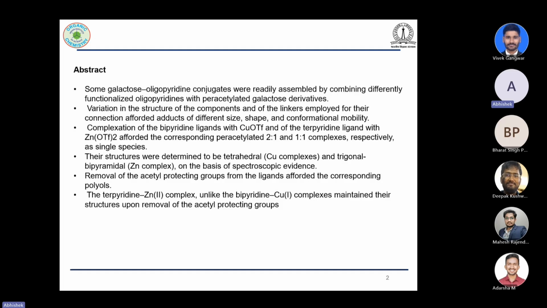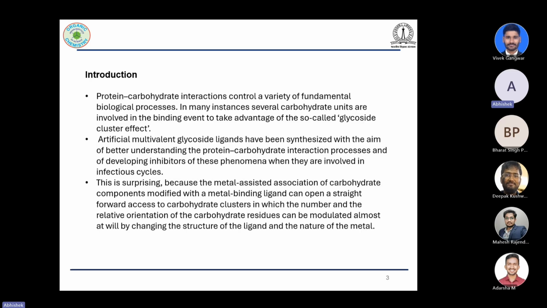Their structures were determined to be tetrahedral copper complexes and trigonal bipyramidal zinc complexes on the basis of spectroscopic evidence. Removal of the acetyl protecting group from the ligand afforded the corresponding polyols. The terpyridine zinc 2 complex, unlike the bipyridine copper 1 complex, maintains its structure upon removal of the acetyl protecting group.